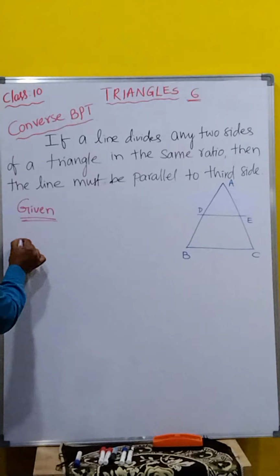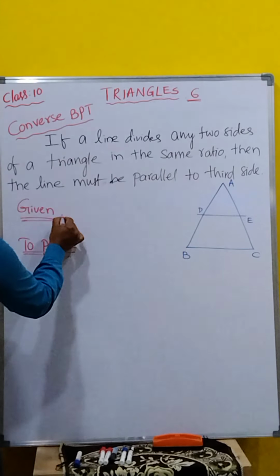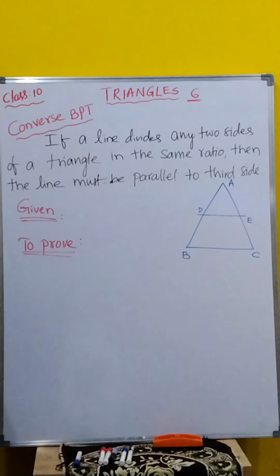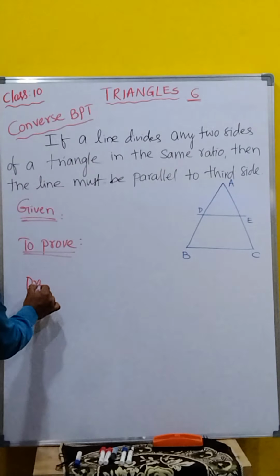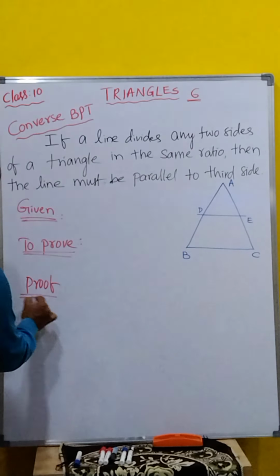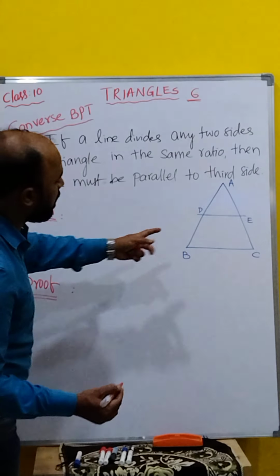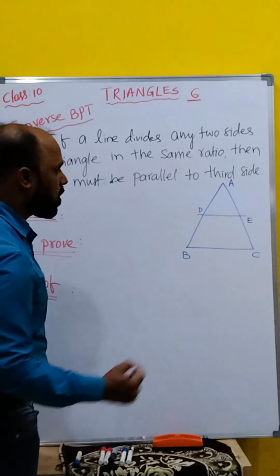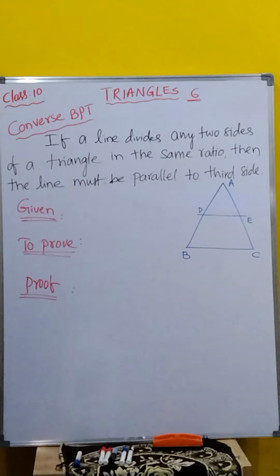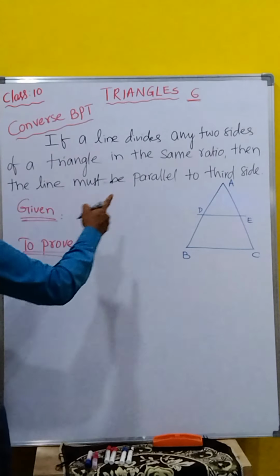Next, to prove. Next, if construction is required, construction, and otherwise proof directly. Now, what is the construction in this? If any construction is not required, we have to assume one line here. That later we will do. First, what is given? We have to write it. Triangle ABC given.